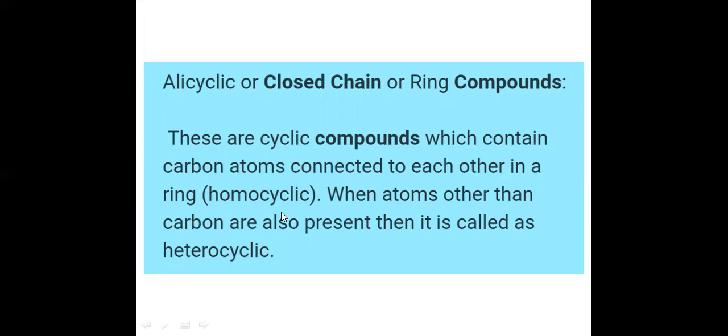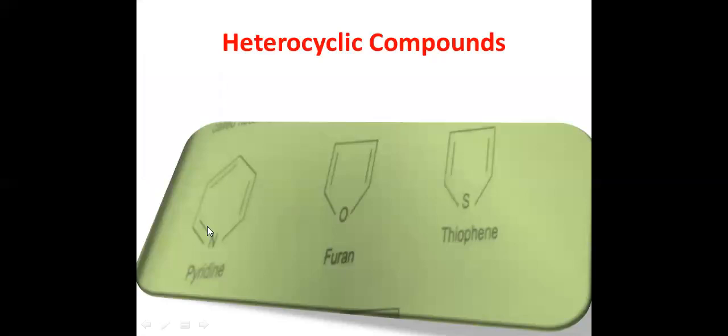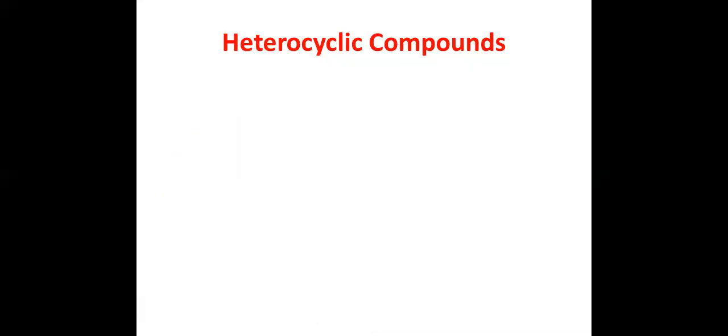But if instead of a carbon atom there is any other atom, when an atom other than carbon is present in a ring, then it is called a heterocyclic organic compound, because this ring does not contain all carbon atoms. They also contain an atom other than carbon. For example, we have the example of pyridine. You can see 1, 2, 3, 4, 5 are carbon atoms, but the sixth one is nitrogen. So it is pyridine, and one of the carbons replaced by oxygen gives furan. One of the carbons replaced by sulfur gives thiophene. So pyridine, furan, and thiophene are called heterocyclic organic compounds because they do not contain only carbon in their ring structure. They also contain sulfur, oxygen, and nitrogen in their structure.